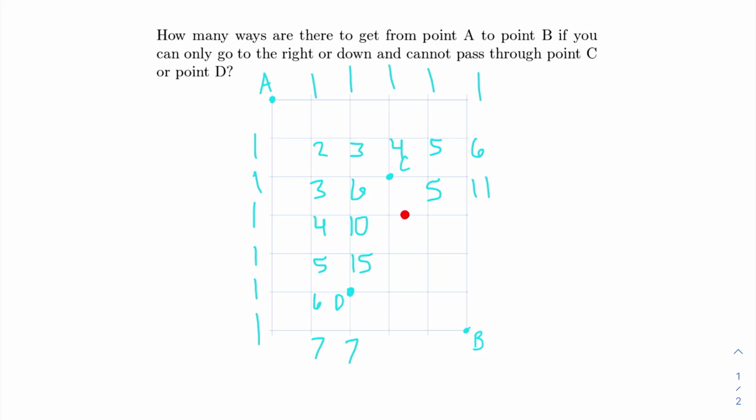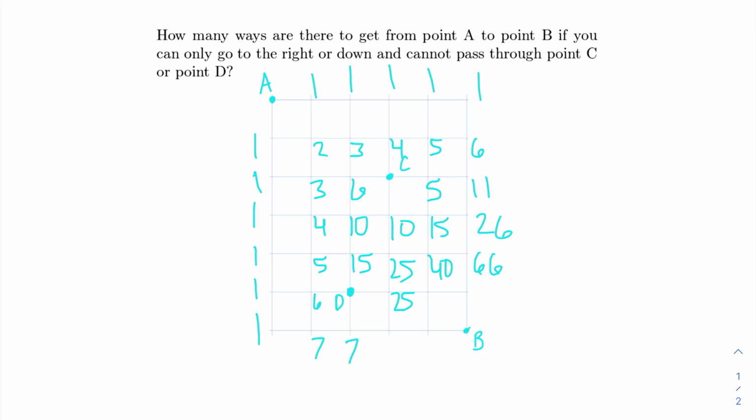Now this point right here, we can only get to it from this point and then going to the right, because we're not allowed to go to this point. So there's 10 ways to get here. Okay, so that would be 15 plus 10, which is 25. We can only get to this point by going to this point and then going down. So there's 25 ways to get to that point. There's 40 ways to get here.